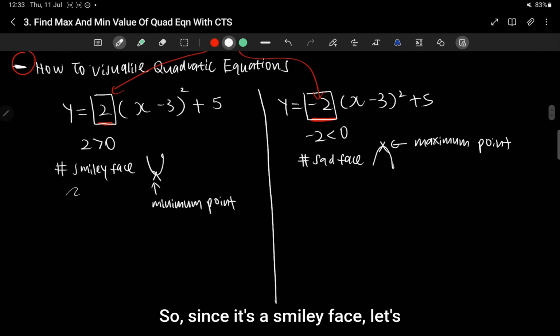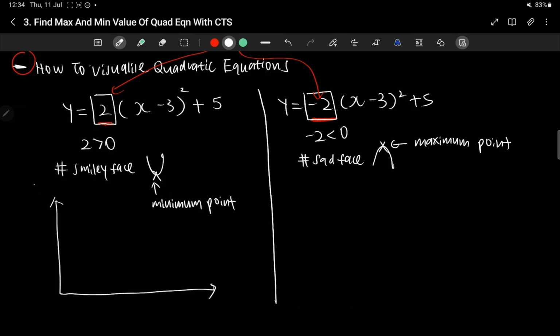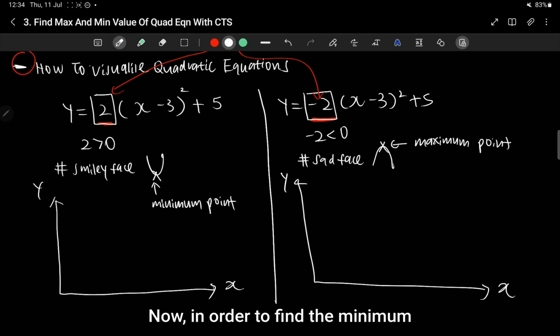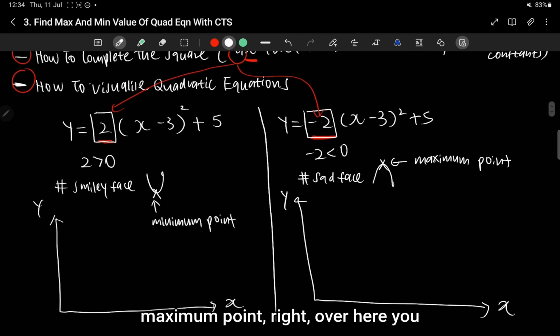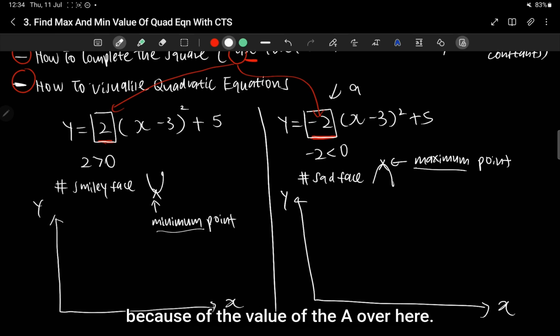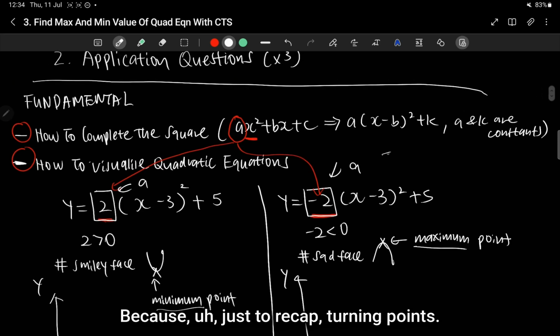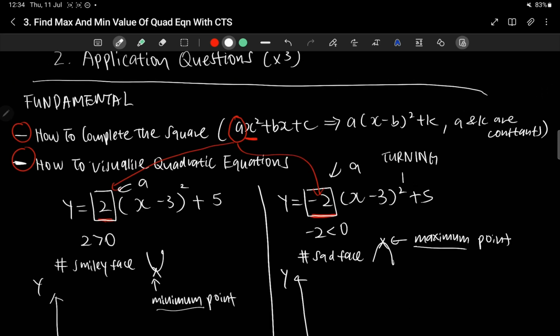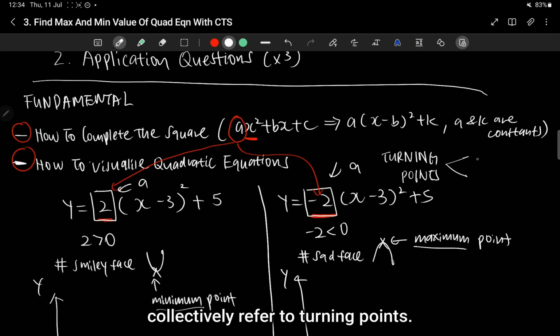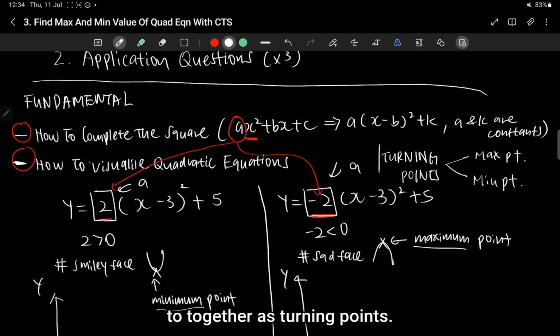So since it's a smiley face, let's just plot the graph over here. y, x, y, x. Okay, now in order to find the minimum maximum point, over here you have established that this is a minimum point and this is a maximum point because of the value of the a over here. The next thing you need to do is to figure out what are the coordinates of these turning points. Because just a recap, maximum and minimum points collectively refer to turning points. Both of them can be referred to together as turning points.